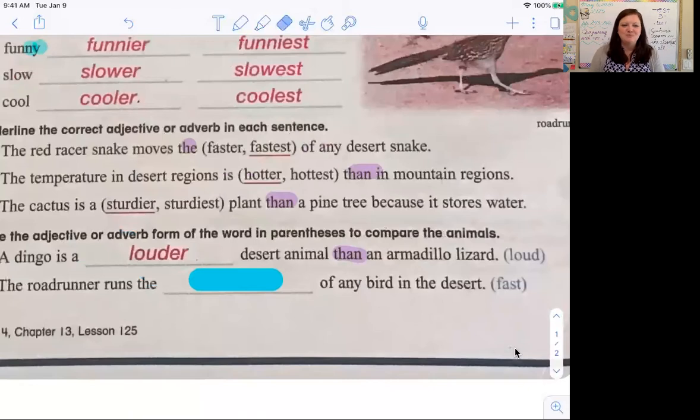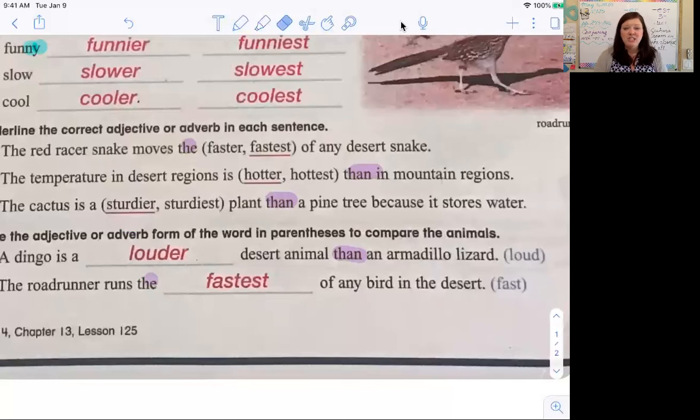Let's try this last one. The roadrunner runs the blank of any bird in the desert. Do we see any clues? I see one. The. Remember how many letters are in the? T-H-E, 1, 2, 3. That reminds me of E-S-T. The roadrunner runs the fastest of any bird in the desert.